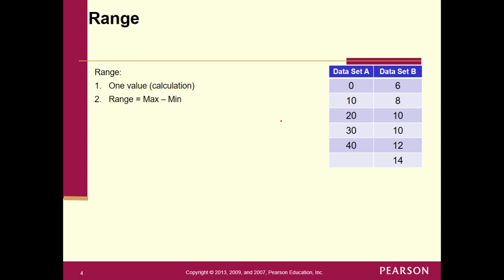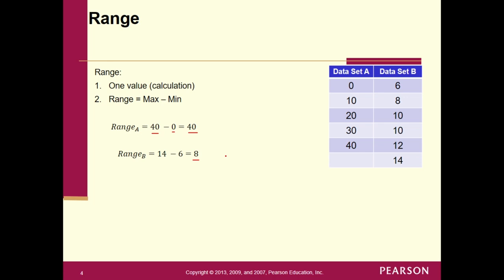What's that calculation? The range is simply the maximum minus the minimum. Max minus the min. So the range for data set A would be 40, because the maximum is 40 and the minimum is 0. You do that calculation, you get 40. For data set B, the maximum is 14 and the minimum is 6. You do that subtraction, you get 8. That tells us how far apart the maximum and the minimum values are, and certainly that's a measure of variability. How spread out is the data?